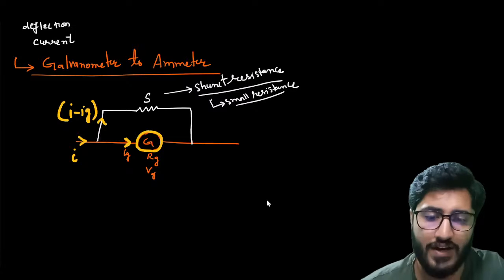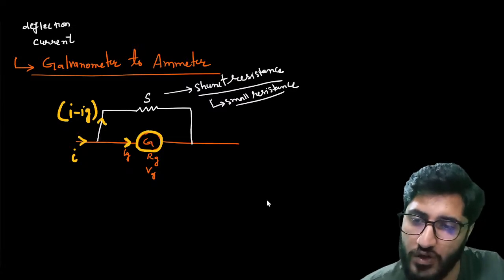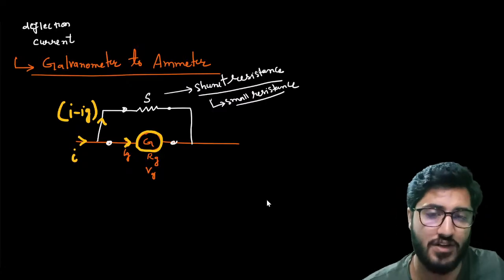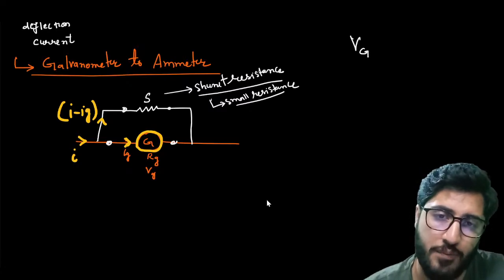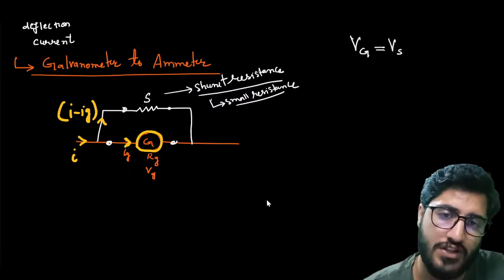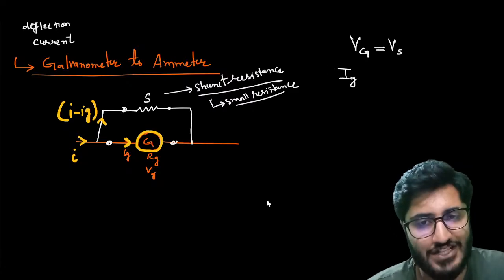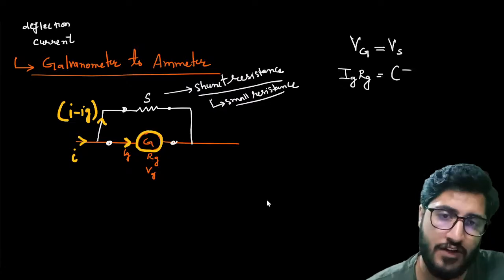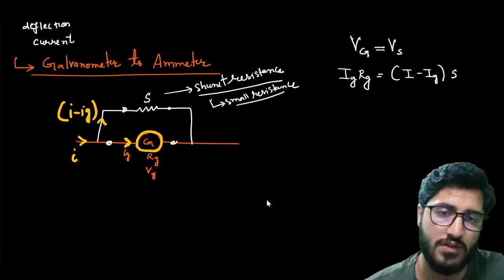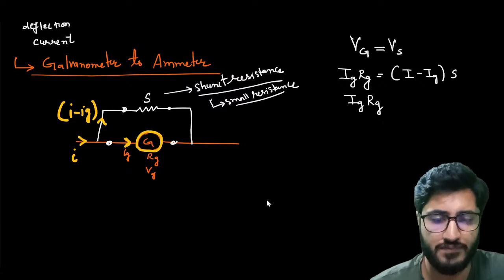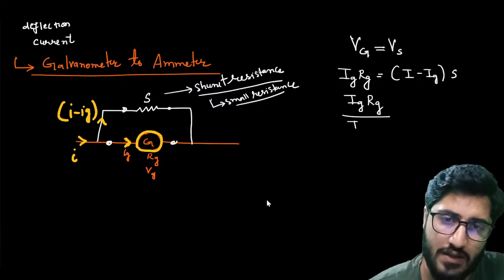So how will we write it now? We know that the potential across G and the potential across S is the same. Why? Because both are in parallel. I can write potential across galvanometer equals potential across shunt. Vg, what is Vg? From before it is Ig Rg. What is Vs? It will be (I minus Ig) into S. So I write Ig Rg divided by I minus Ig.